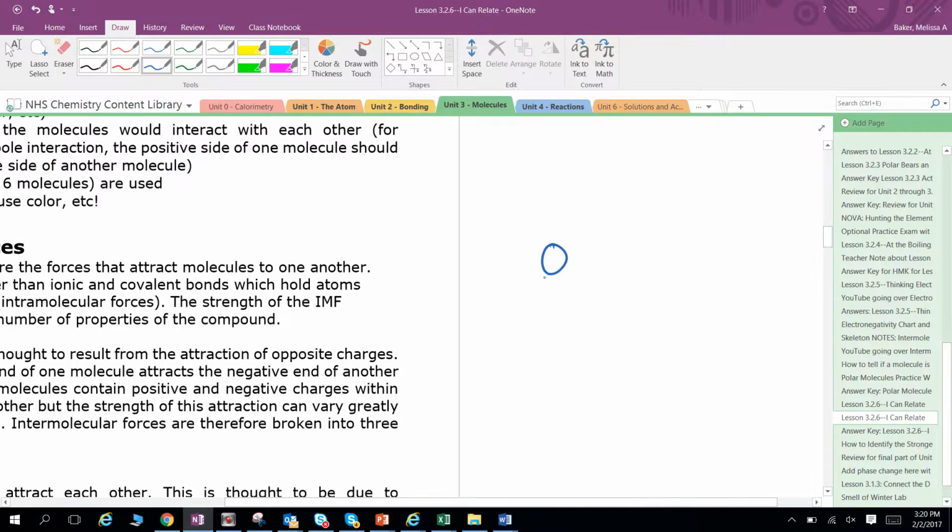In order to do that, I want to sketch a quick picture of a water molecule. Water, H2O, has two bonds in it, and if you get water molecules together, they actually have a force of attraction between them. This is called the intermolecular force, IMF for short.